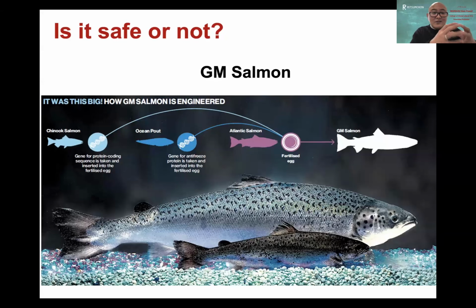And in this case, this is transgenic. They basically put the DNA or the gene from Chinook salmon that accumulates more protein or gives more muscle mass, and the ocean pout gene that makes them survive in cold water, the antifreeze protein, and put it in Atlantic salmon. Now you have GM salmon that grows big and is able to survive in low temperature. So do you think this is safe or not? Okay, it is safe and available already in the market.